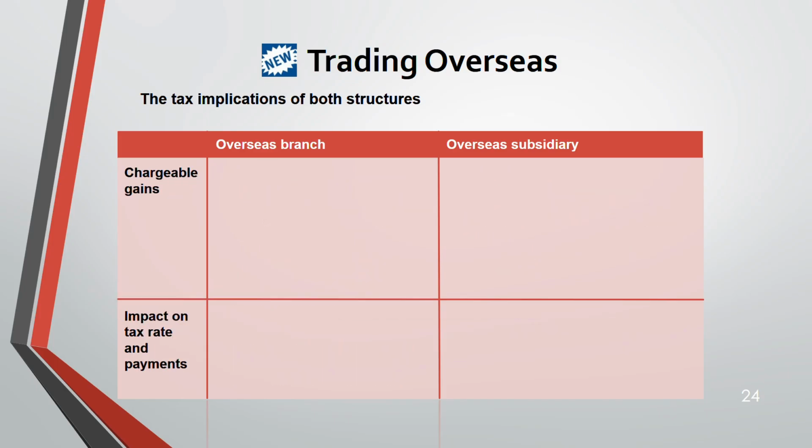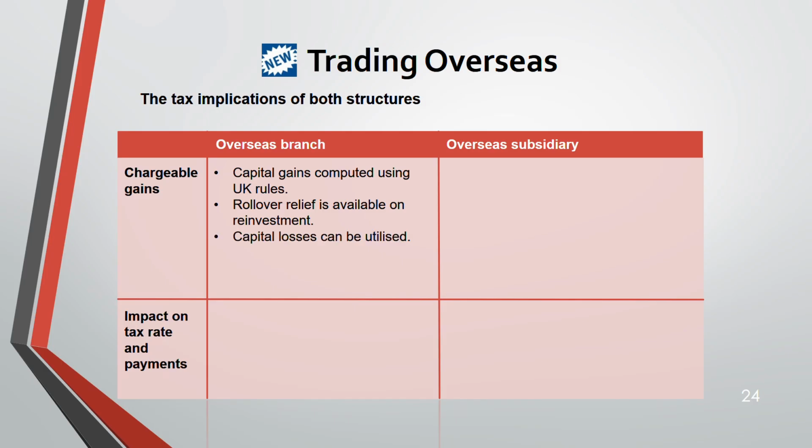Next, chargeable gain. Capital gain will be computed using UK rules for an overseas branch. Rollover relief is available on reinvestment, same as UK. Capital losses you can also utilize. No capital gain or utilization of loss if exemption is made. Overseas subsidiary, they will not be chargeable. Chargeable gain will not be assessed in the UK. Chargeable gains of an overseas subsidiary are kept separate.